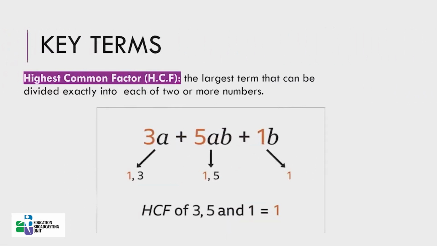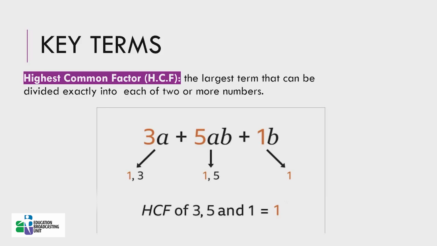Another term to look at is the highest common factors. Many of us have been doing this since we've been going to primary school. You know, HCF, the largest term that can be divided exactly into each of 2 or more numbers. For example, we have 3a plus 5ab plus 1b.